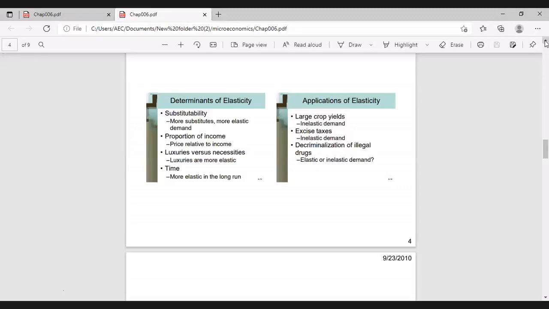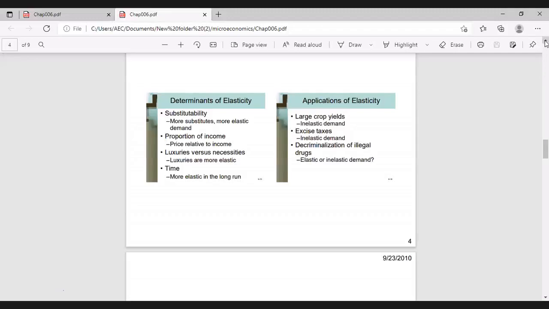So the number of substitutes determines the price elasticity of demand. More substitutes, more elastic demand. Fewer substitutes, inelastic demand.